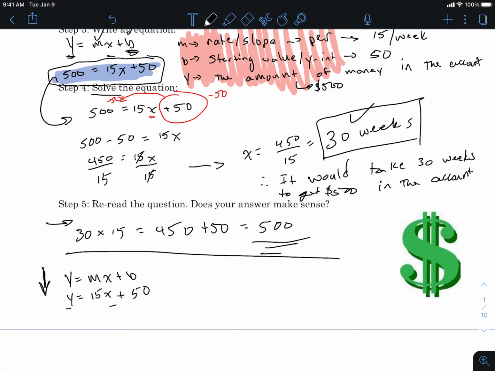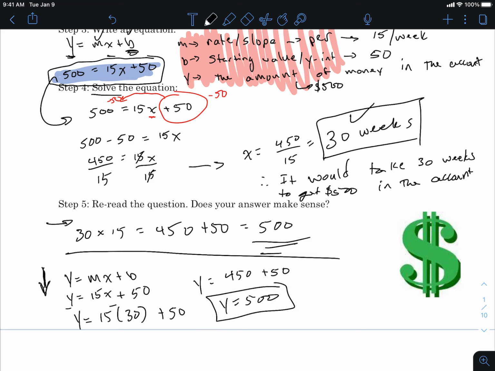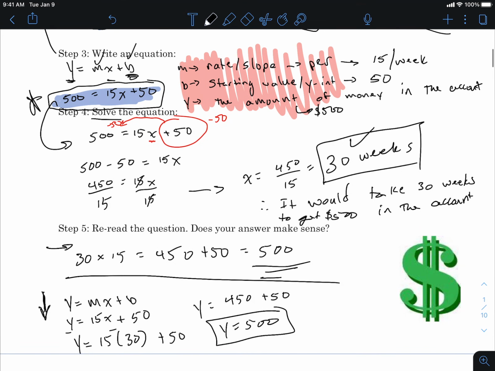So what you would do is, okay, well, x represented the number of weeks, so y should equal 15 times the 30 plus 50. So that should equal 450 plus the 50. That's you using the equation that you developed right here to answer the question, or to make sure that it's right. Okay.